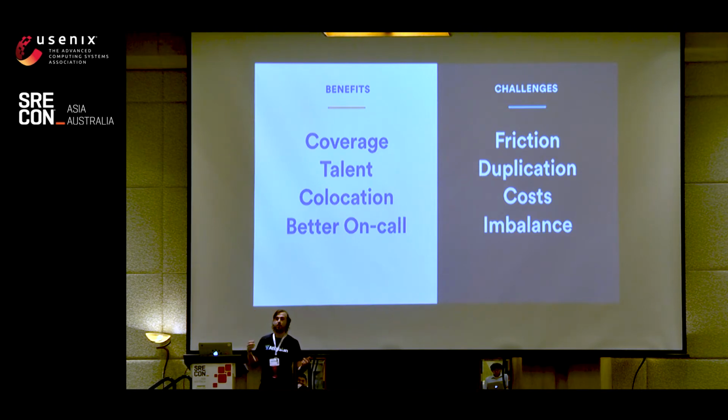The next one, which starts to feed from that friction, is duplication. The left hand cannot see what the right hand is doing. They have the best intentions, but if that communication is not very clear between those teams, you will start to see evidence of duplication. I'll give you an example.